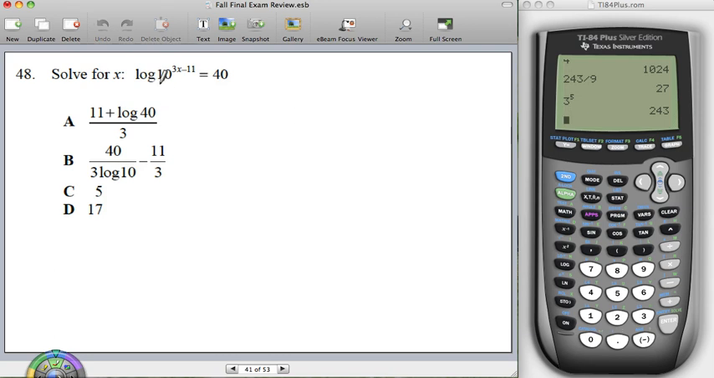Solve for this x. Your log over here is a base 10. So if you ever have the same base with your exponential, it cancels each other out. So then you have 3x minus 11 equals 40. Add 11 to both sides, you get 3x equals 51. So you get x equals 17.